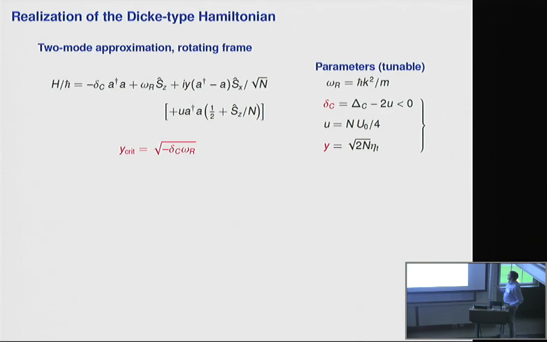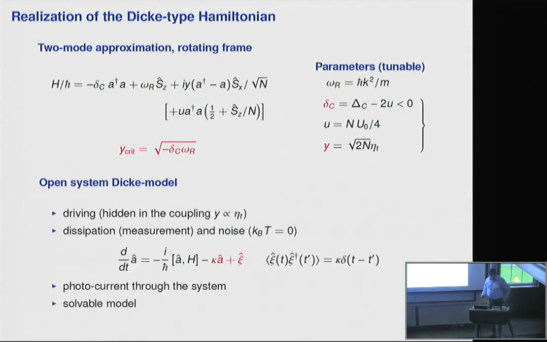It's important to see that now we have two parameters in this model which can be easily tuned experimentally. One is the detuning, so the effective photon frequency, and the other one is the coupling, which depends on the strength of this driving laser. Now, as I already emphasized, the driving is somehow hidden, so this looks like a time-independent Hamiltonian, but we cannot forget about the driving and the dissipation, which is a sort of measurement, so the photons leak out from the cavity, which we can model with this simple linear loss, assuming only this as a dissipation channel. There is a photocurrent through the system, coming from the laser into the cavity, and then they go to the detector. And this is still a solvable model, so one can solve it easily.